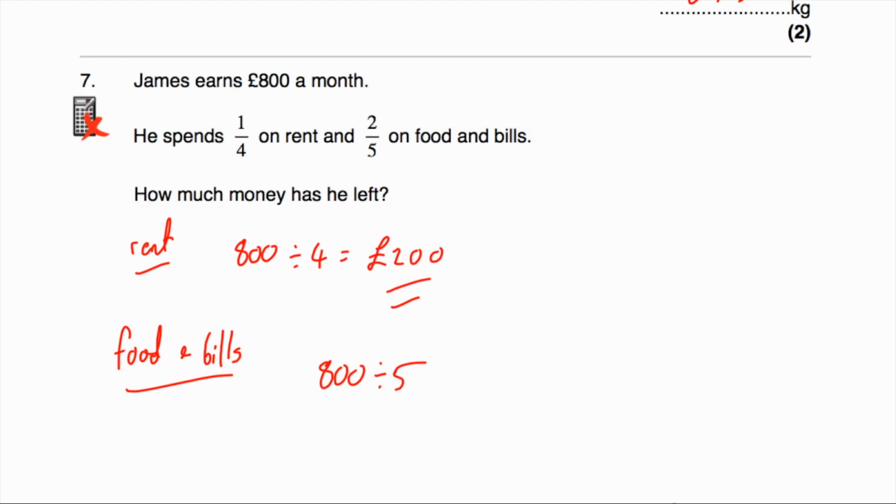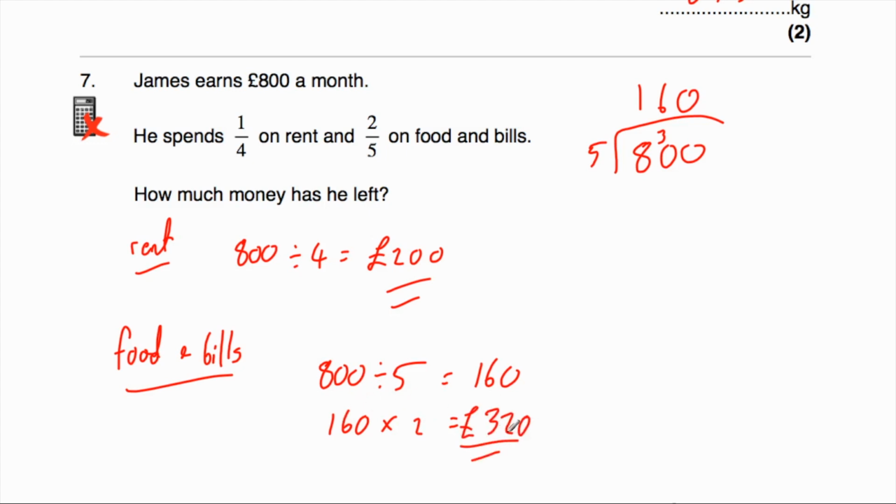So let's take the £800 and divide it by 5. Now, because this is a non-calculator question, I'm going to use the bus shelter method, so I'm going to do 800 divided by 5. So how many 5s go into 8? That's 1, remainder 3. How many 5s go into 30? That's 6. And how many 5s go into 0? That's 0. So a fifth of £800 would be £160. Now we want 2/5, so we're going to take the £160 and multiply by 2. And that's equal to, well, 16 times 2 is 32. So 160 times 2 would be 320. So that means he spends £320 on the food and bills.